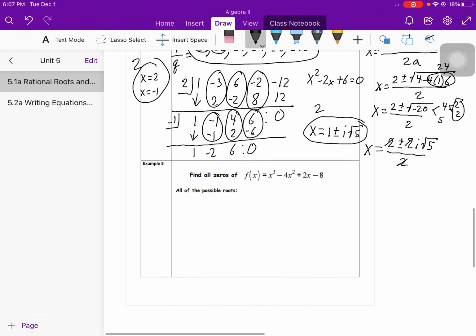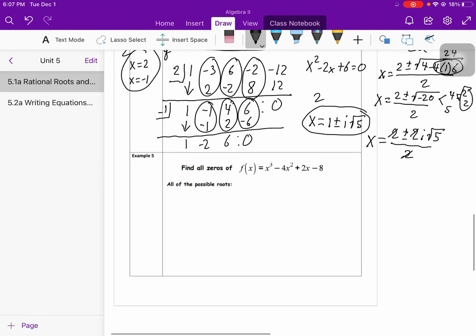Okay, this is a really long video. I apologize for that. Do the best that you can and try this example 5. What you're going to do is find all the possible roots, so list them out like we did before, and then use your graphing calculator to figure out what they need to be and break it down if need be.